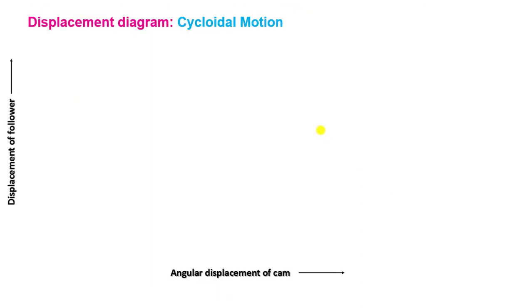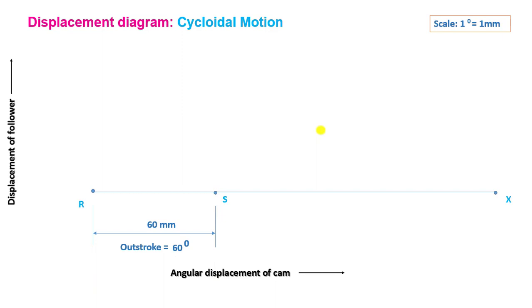Displacement diagram for cycloidal motion. Draw a horizontal line Rx equal to 360 degrees to some suitable scale that represents one complete rotation of the cam. On this line, mark Rs equal to 60 mm to represent the outstroke of the follower equal to 60 degrees. St is equal to 30 mm to represent the dwell period equal to 30 degrees.